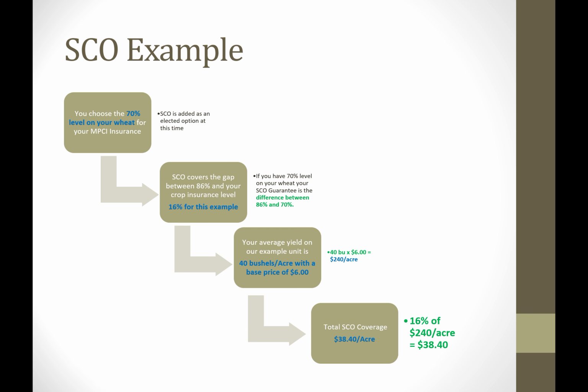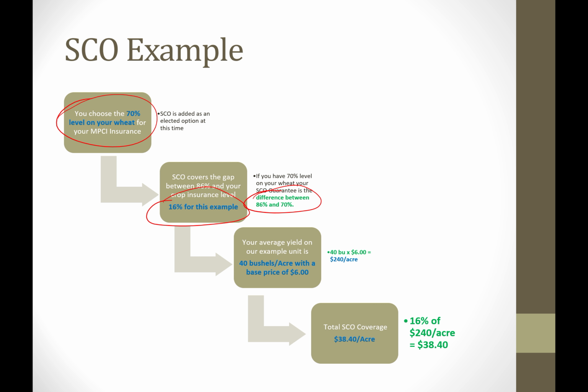So here's an example of how it would work. You come to us and you say, okay, I want to do the 70% level on my wheat going forward here. Your SEO coverage is based on the difference between 86% and whatever level you pick on the crop insurance. So here you'll see 86% minus your 70% individual level means you get 16% coverage on SEO.